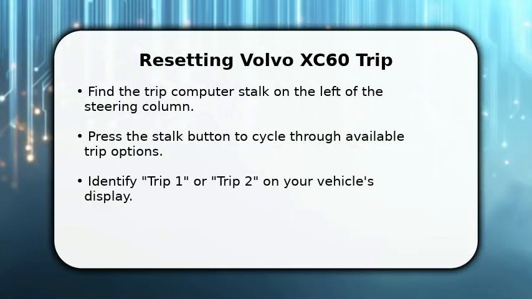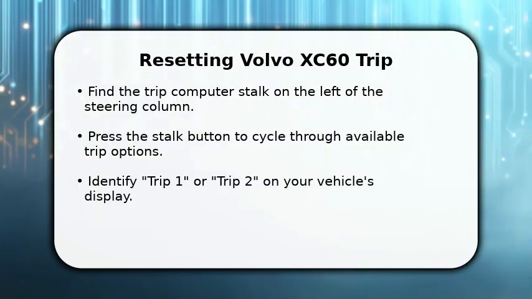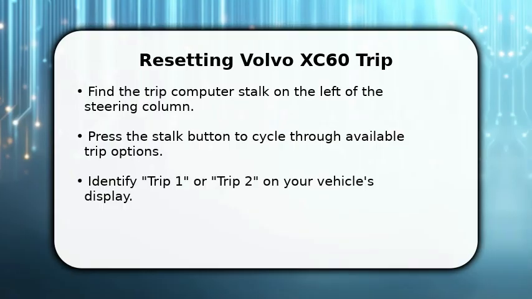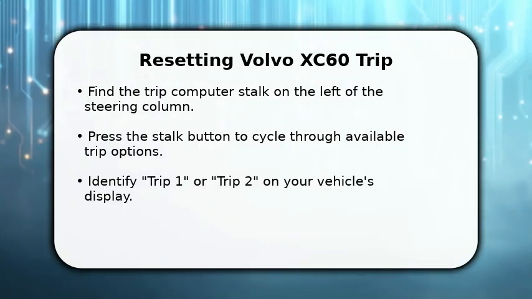In this video, I will explain how to reset the trip in your Volvo XC60. First, locate the trip computer stalk on the left side of your steering column. This small stalk has a button on its end.